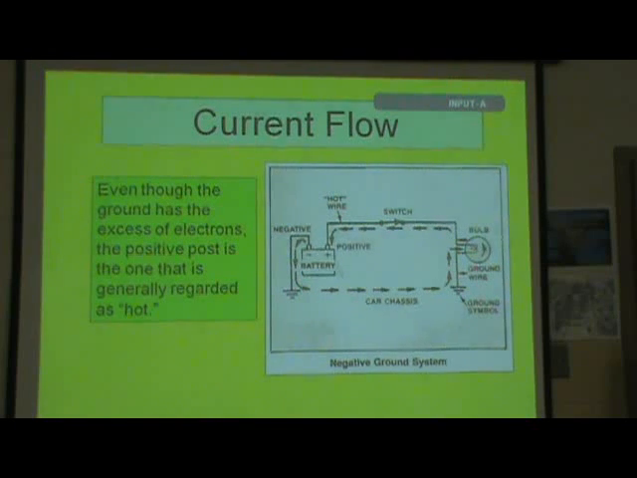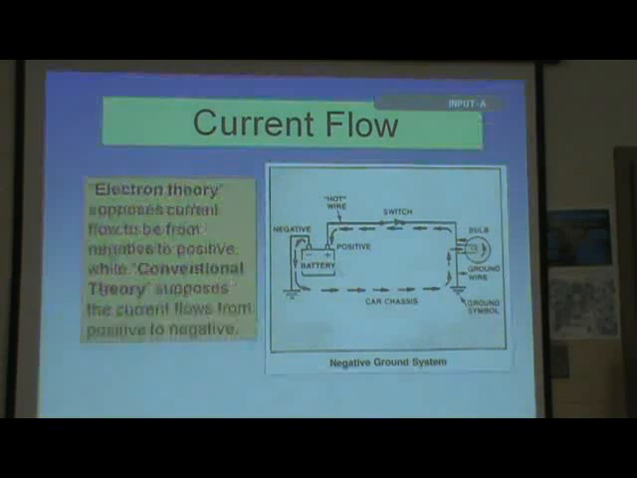Okay. Even though the ground has the excess of electrons, the positive post is the one that's generally regarded as hot. That's what people call the hot post, even though the electrons are on the ground side, right? So, electron theory. Now you've got two different theories.